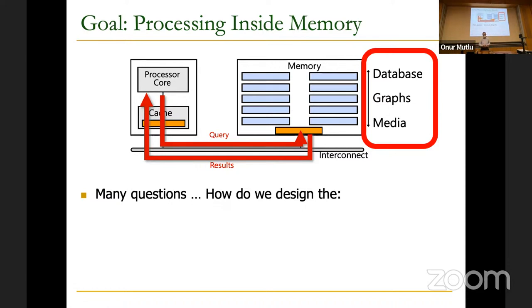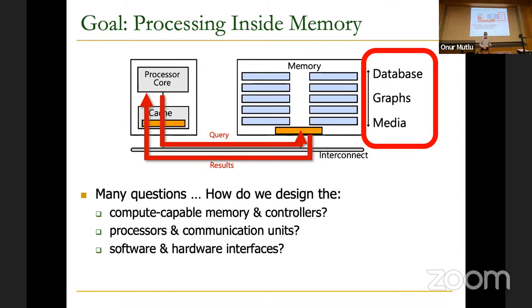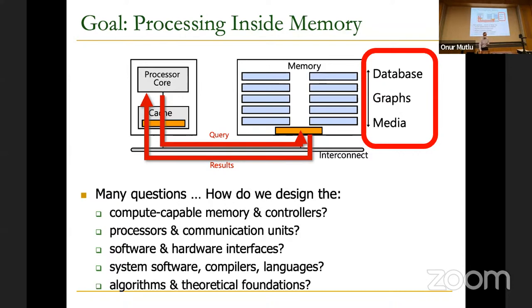This is a very open research area right now. How do we design the memory controllers, processors, communication units, software and hardware interfaces, programming languages? What are the different programming models for processing in memory? Or can you do it simply with existing programming models and modifying the compilers? Or do you want to extend the languages in some way? How to design system software to allocate the tasks, to provide quality of service, to enable concurrent access and concurrent computation inside memory? There are a lot of interesting questions.